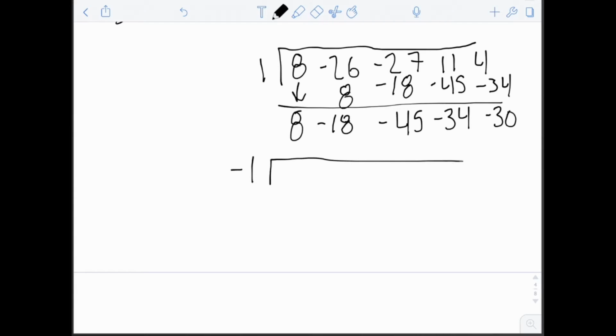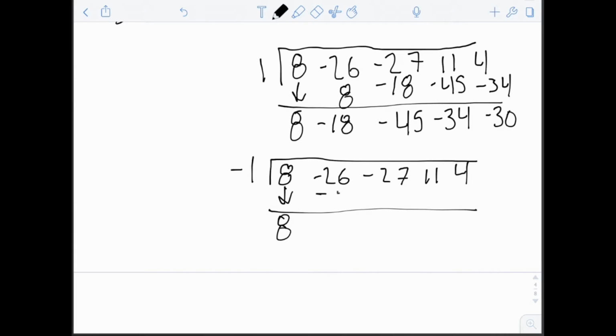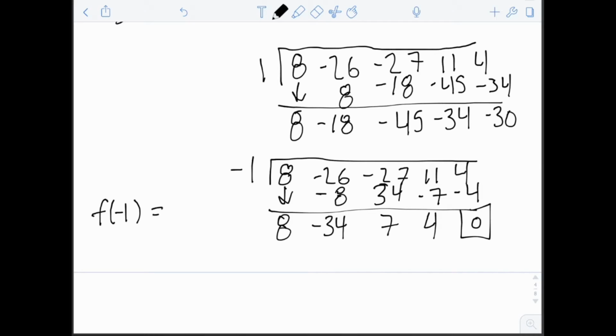So negative 1, again we're going to use the same coefficients. Bring your first term down, so that will give us an 8, and then multiply and then add. So this will give us a negative 8, and then a negative 34, positive 34, a 7, a negative 7, a positive 4, a negative 4, and then a remainder of a 0, which is what we indeed wanted. So we can therefore conclude that f of negative 1 is equal to our remainder there, of a 0. So this negative 1 is coming from this number that we tried.